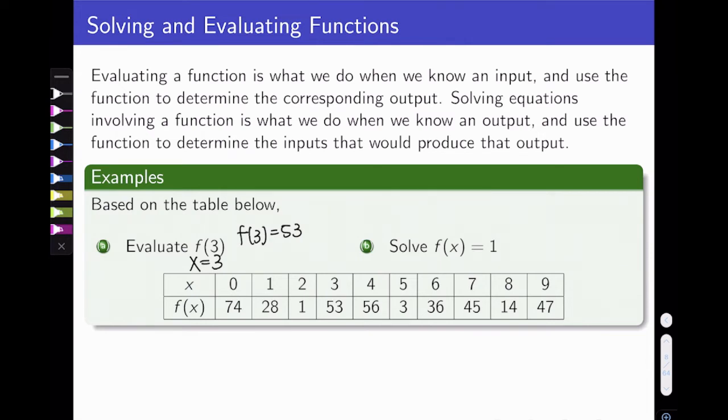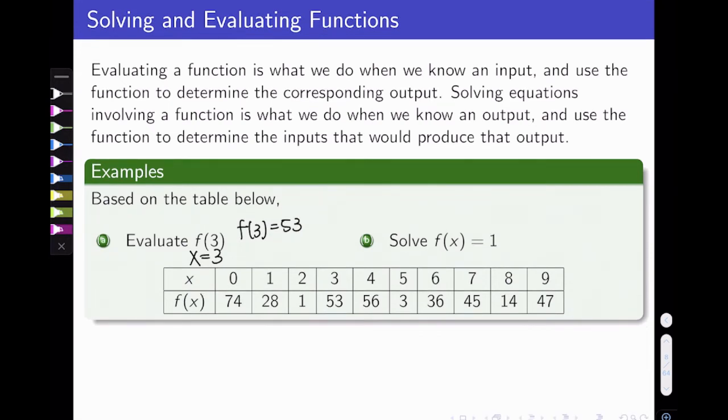Alternatively, in part B, we want to know for what x does f of x equal 1. So we'll go to our f of x row and we'll look where the output is 1 and find the corresponding x value, which will be 2. So we say to solve, x equals 2 when f of x equals 1.